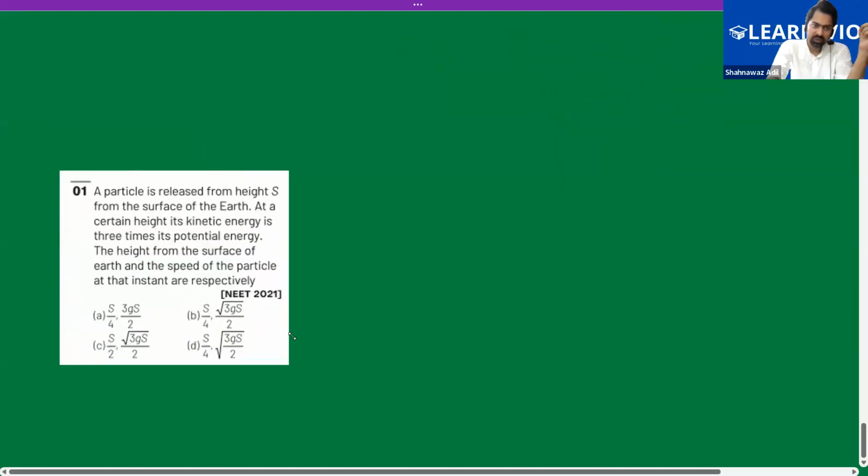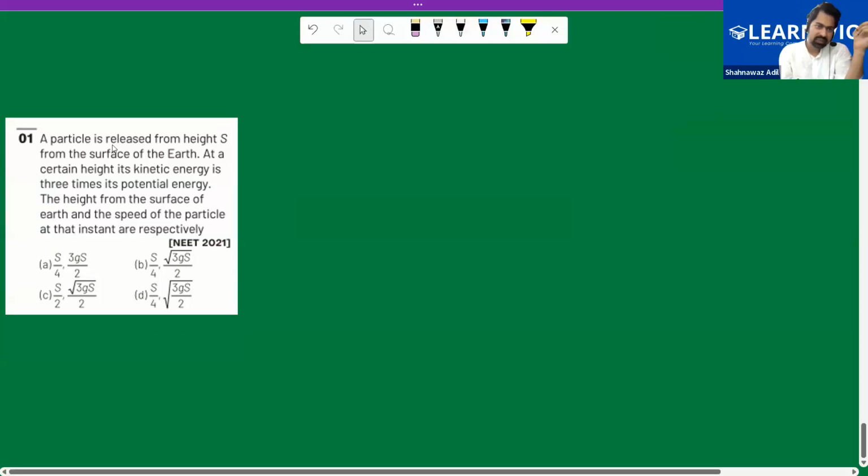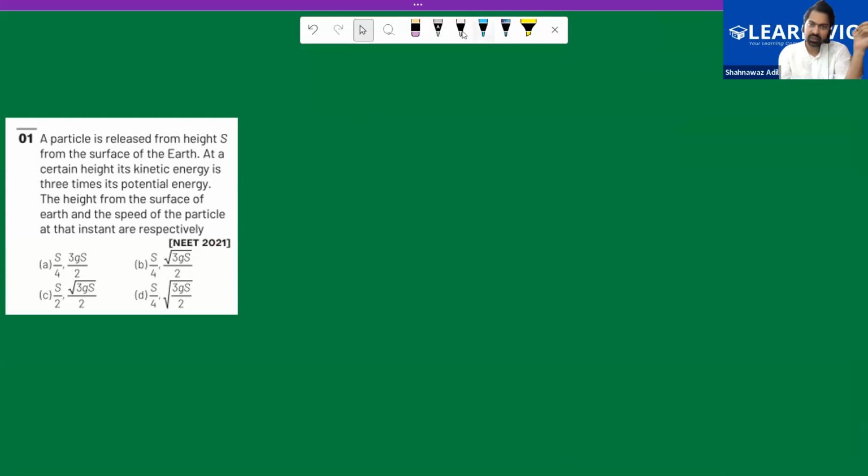Okay, so this is the question. It is talking about the kinetic energy at some point. So the object is dropped. A particle is released from height s. So let's say this is the height. It is released from here, and this is the surface. So this is s height. At a certain height, its kinetic energy is three times its potential energy.